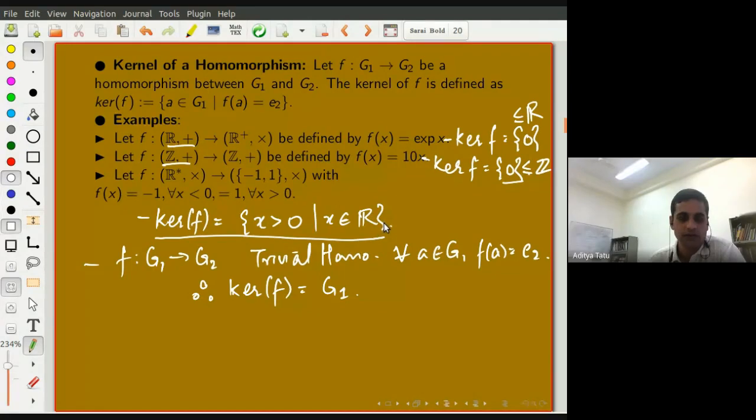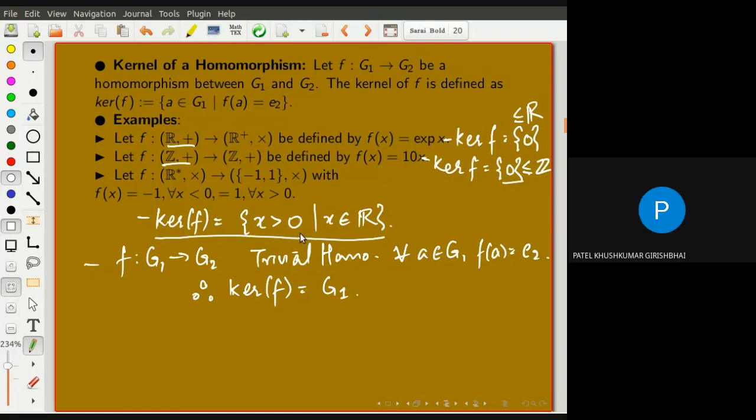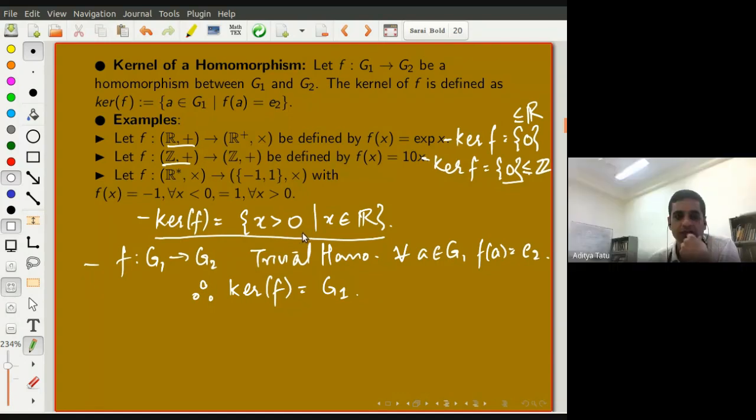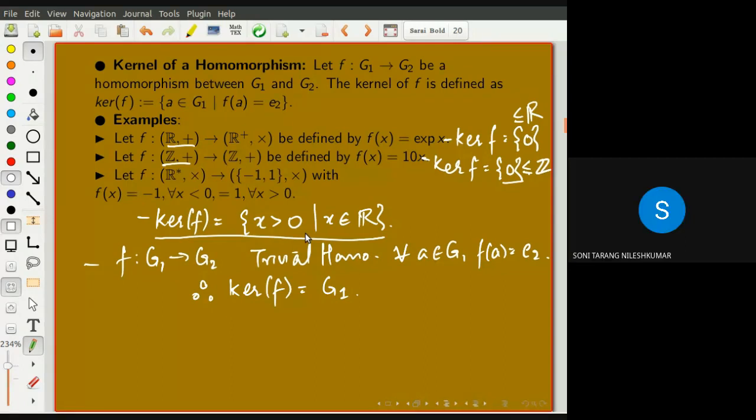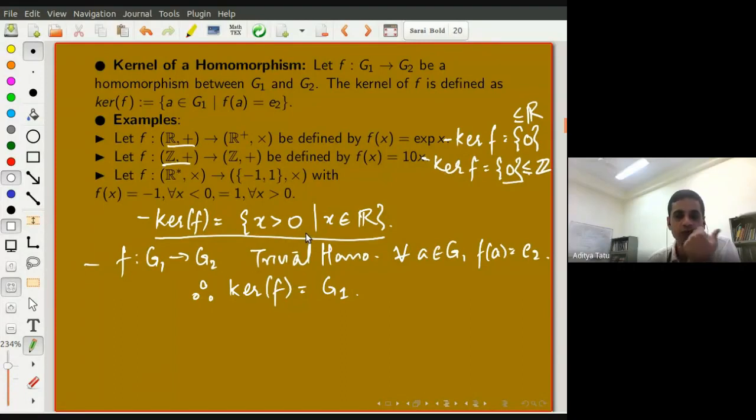Is this a subgroup or not? Closure and inverse, right? So when we multiply two positive real numbers, what do you get? A positive real number, right? So it's closed. How about inverse? For every k, 1 by k also exists. So if x is a positive real number, 1 by x is its inverse, and 1 by x will also be a positive real number. So this also is a subgroup.